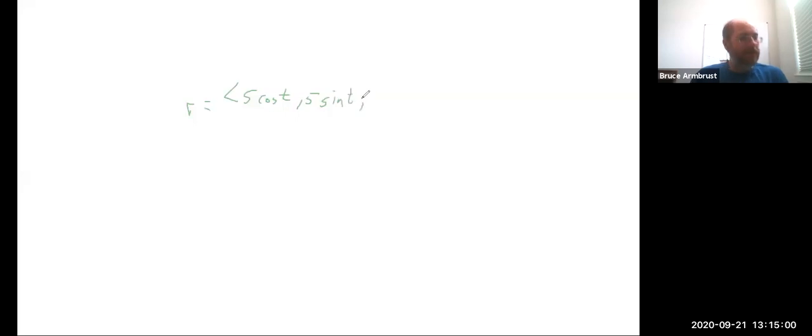All right, so 5 cosine, 5 sine, and then 3 sine squared. Let's get r prime. So minus 5 sine, positive 5 cosine, and then this is going to be 6 sine times cosine. That one's coming from the chain rule. Sine squared, the 2 comes out front as a multiple, and then we have to multiply by the derivative of sine. All right, so far so good?